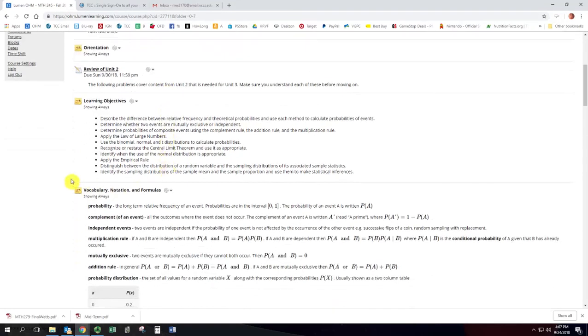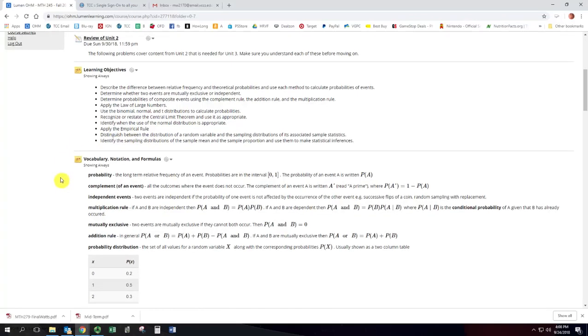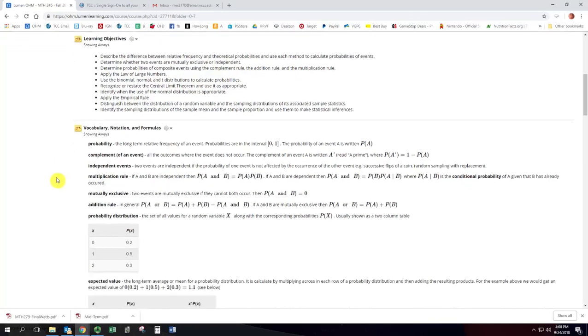Look at the learning objectives for this unit. See some stuff related to different types of probabilities, different types of distributions, binomial, normal, and t-distribution. The big thing is the central limit theorem, and of course, then there'll be some stuff on sampling distributions as well. There's a lot of great stuff in the vocabulary, notation, and formulas, so make sure you look through this and keep that as a nice reference.